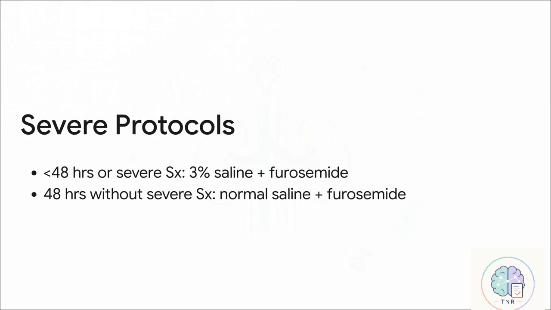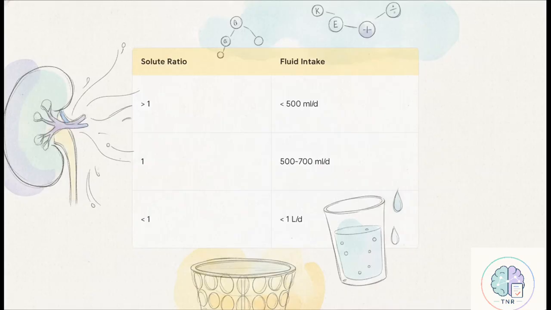But, and this is a big but, if the duration is greater than 48 hours without those severe symptoms, the protocol shifts. You switch to normal saline at 100 milliliters per hour while keeping that daily 20 milligrams of IV furosemide. Now, this table brilliantly maps out exactly how to titrate fluid restriction based entirely on the patient's solute ratio.